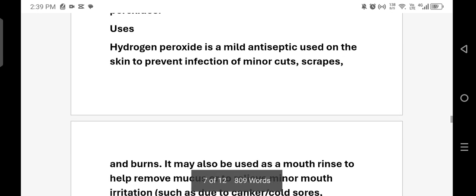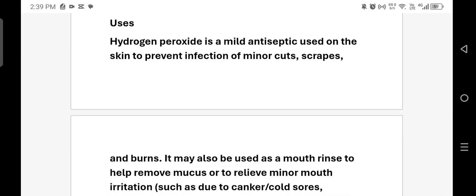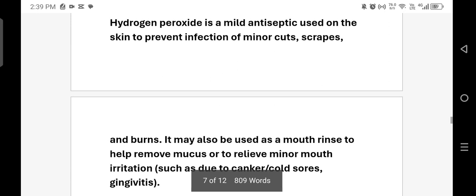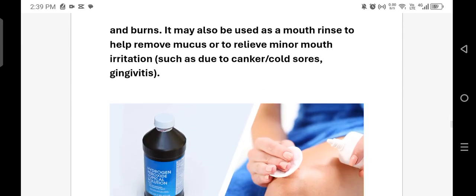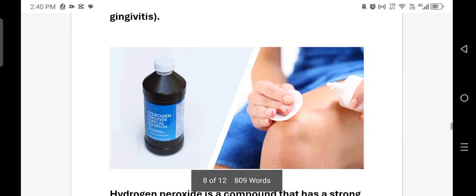Uses. Hydrogen peroxide is a mild antiseptic used on the skin to prevent infection of minor cuts, scrapes, and burns. It may also be used as a mouth rinse to help remove mucus or to relieve minor mouth irritation such as that due to canker sores, cold sores, and gingivitis.